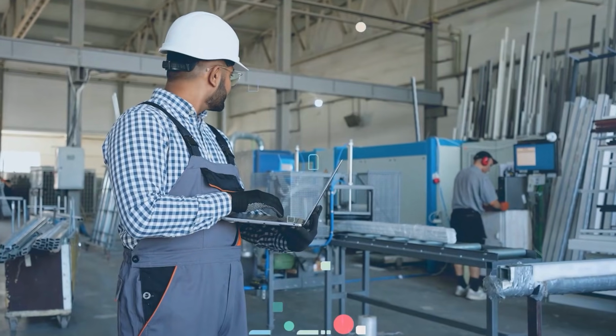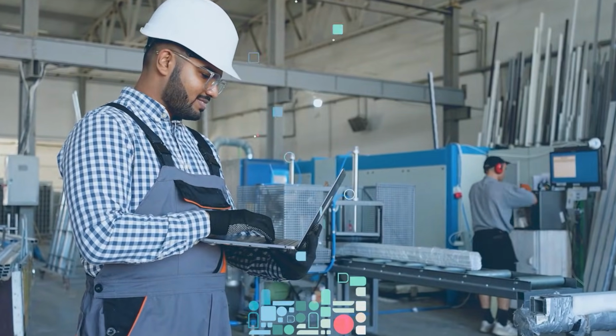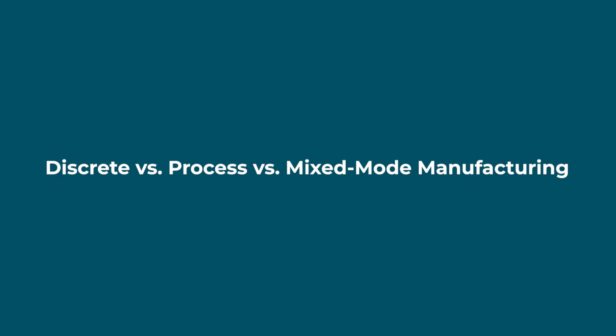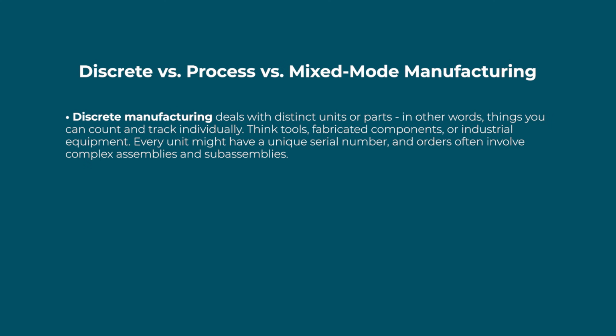But manufacturing isn't one size fits all. The way you build a part for an aircraft isn't the same as how you produce sheet metal components or assemble a pump skid. That's where manufacturing modes come in. Discrete versus process versus mixed mode manufacturing. Before diving deeper, let's clarify the differences between the types of manufacturing. Discrete manufacturing deals with distinct units or parts. In other words, things you can count and track individually. Think tools, fabricated components, or industrial equipment. Every unit might have a serial number, and orders often involve complex assemblies and sub-assemblies.